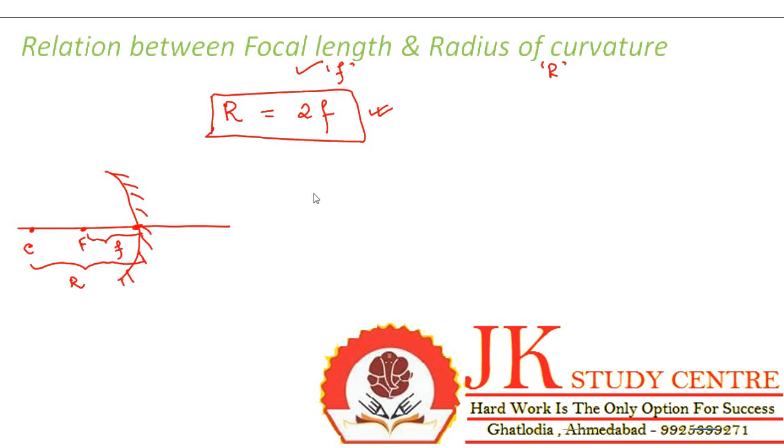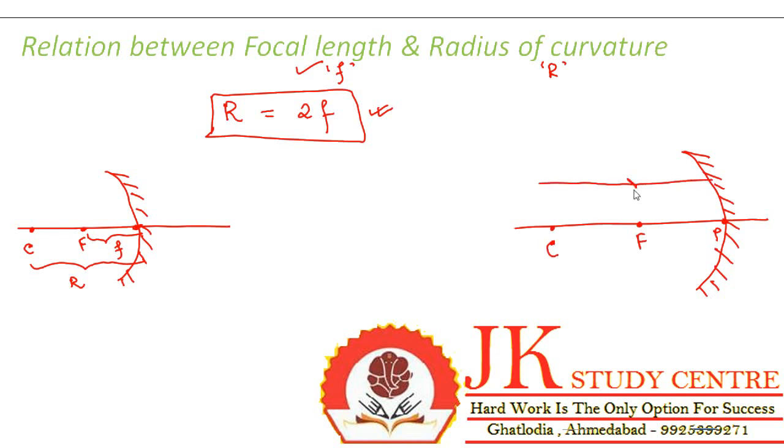Now, if you want to prove it, we can also prove this. So let us try to prove this relationship. Let us prove it for a concave mirror. However, it will be true for both concave and convex, and you can prove it for both of them. But for now, I am considering a concave mirror. Let us suppose this is the pole of the mirror, this is the principal focus, and this is the center of curvature. Let us suppose this is an incident ray.